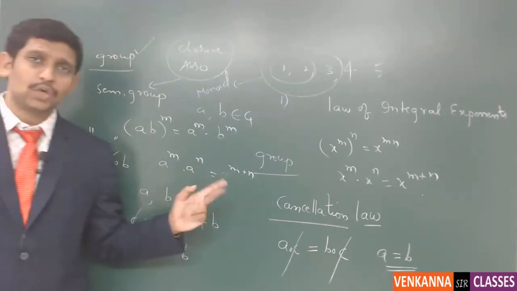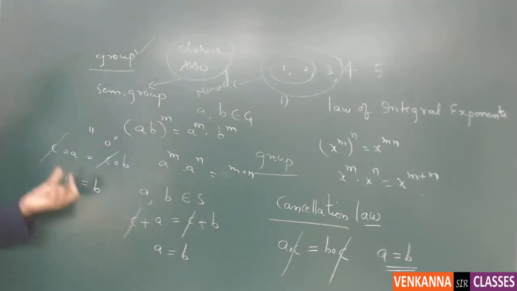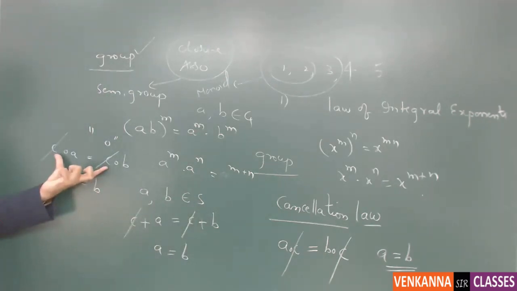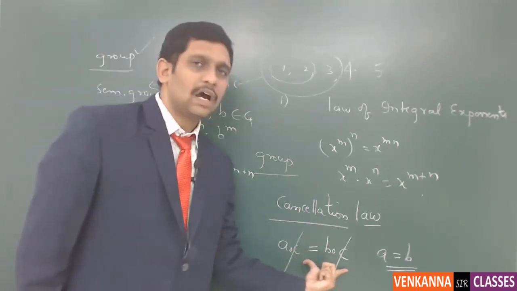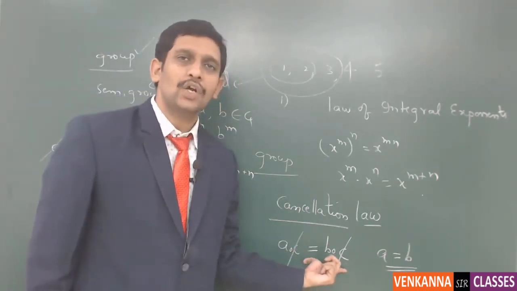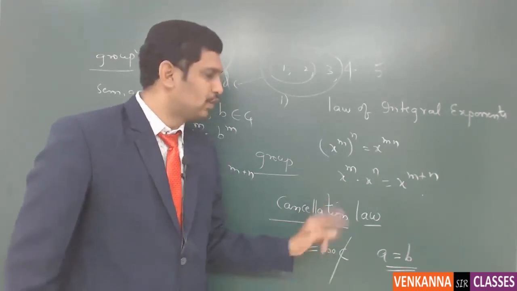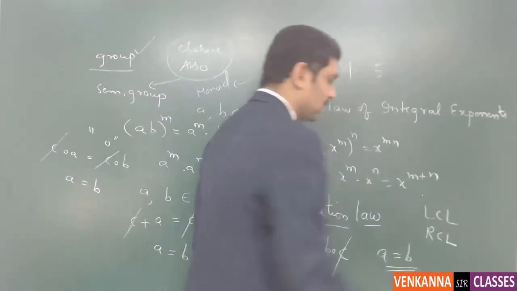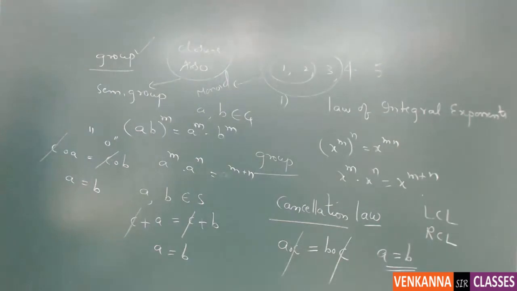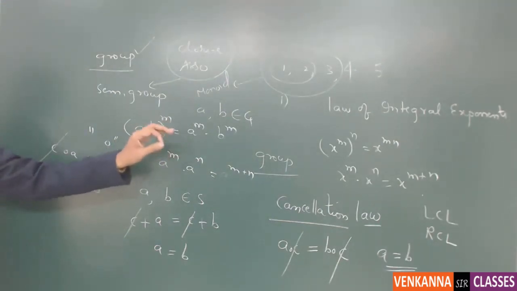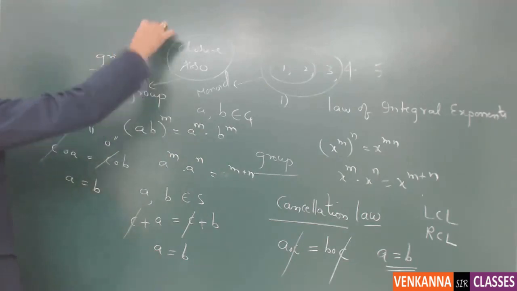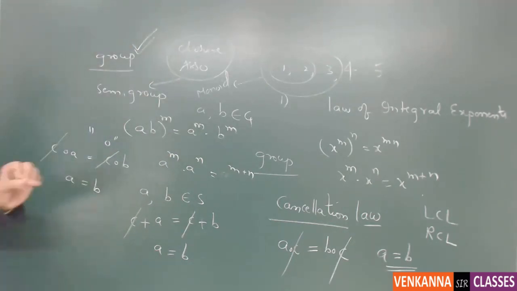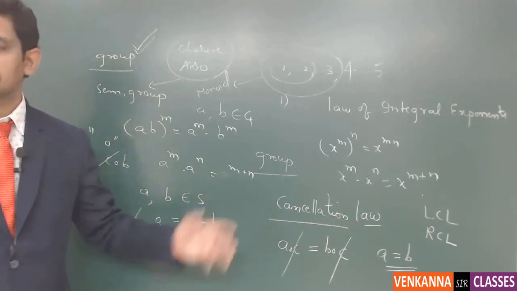So here there are two cancellation laws. If the element you are cancelling is on the left hand side of the operation, we call it the left cancellation law. If the element is on the right hand side of the operation, we call it the right cancellation law. So there are two cancellation laws, left cancellation law and right cancellation law. You please take a note of them. So cancellation laws hold good in a group. For the elements in any group, we can apply the cancellation laws.